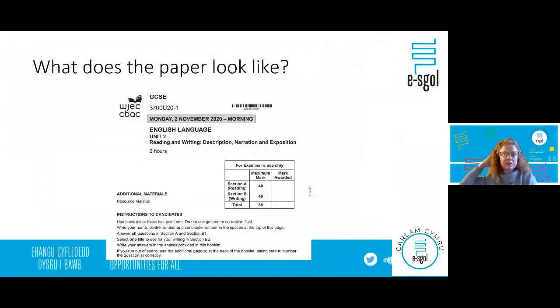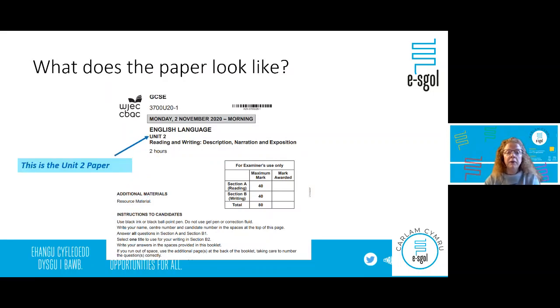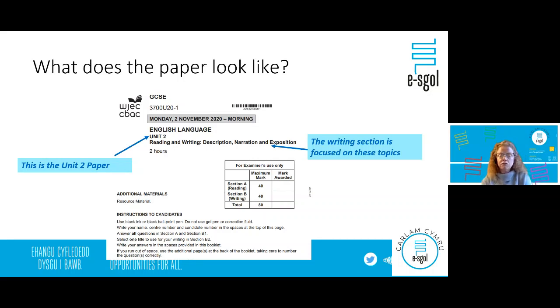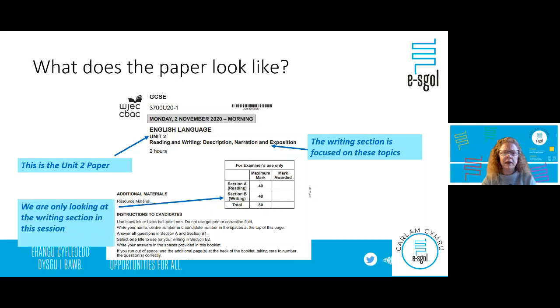Okay, so we did this last week looking at the reading, and I just thought it's really useful. I think sometimes you forget what the papers look like, so it's always worth checking. It's a Unit 2 paper. You're going to have description, narration and exposition. This means that in the writing section, you could be asked any one of those to write your task. Remember, this is the one where you're going to get a choice and you choose one writing task to do. So you've got a choice, but any of those three could show up on the exam. So it's really important you remember that.